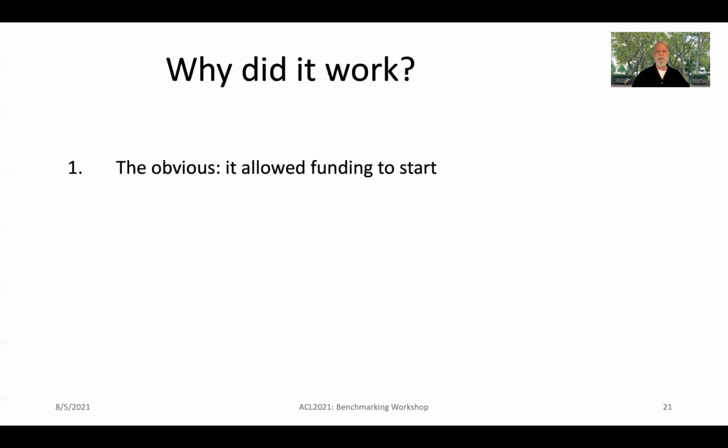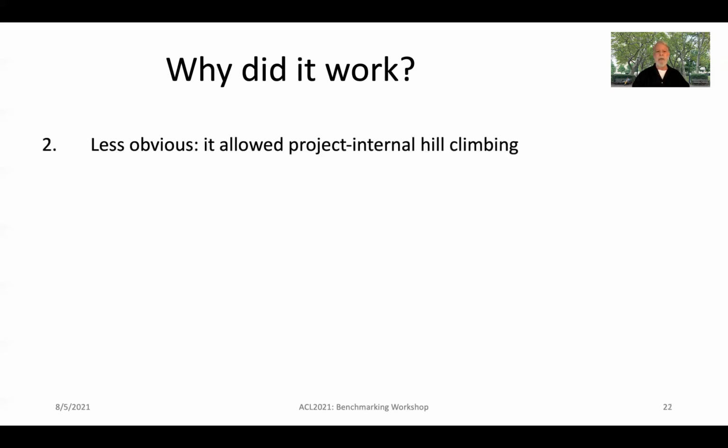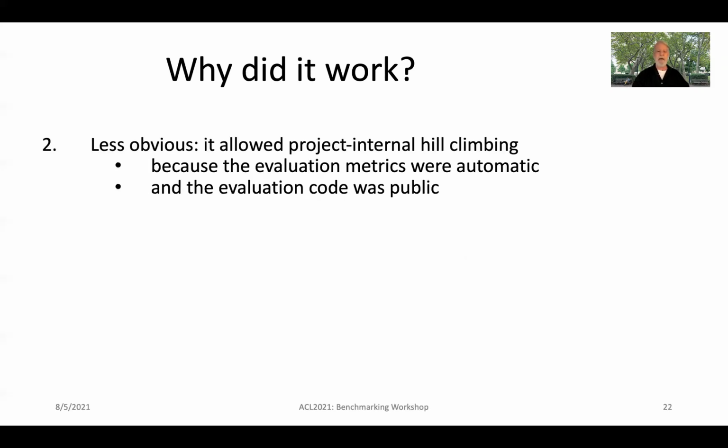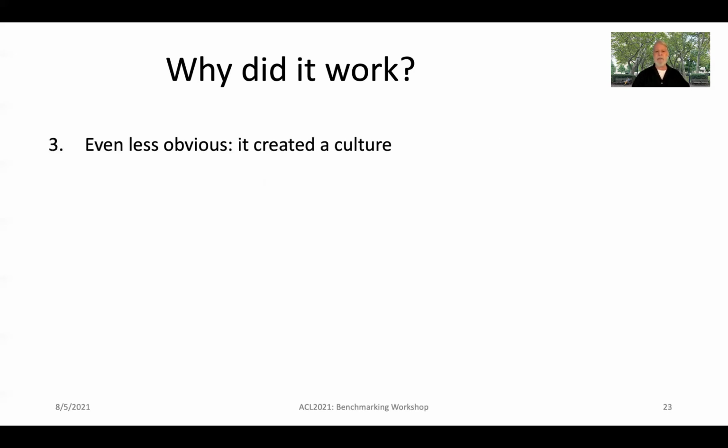Well, the obvious reason was that it allowed funding to start because the projects were perceived as glamour and deceit proof, and it allowed funding to continue because the funders could measure progress over time. A less obvious reason was that it allowed project internal hill climbing because the evaluation metrics were automatic and the evaluation code was public. This obvious way of working was a new idea to many people, and researchers who had objected to being tested twice a year began testing themselves every hour, or at least as often as they could rerun their system.